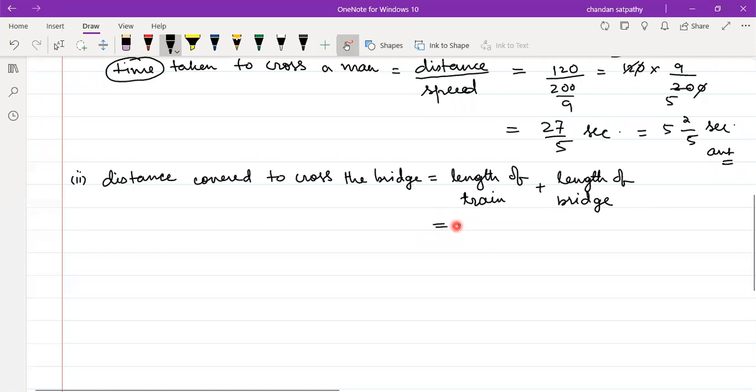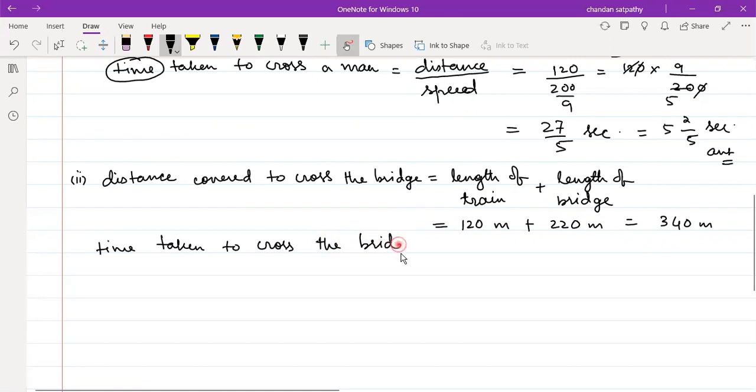So length of train is given how much? It is given in the question that 120 meter long, and length of the bridge is given 220 meter long. So it will be 340 meter long total distance covered. Now we will write the time taken to cross the bridge will be equal to how much? Time will be is equal to distance by speed. So what is our distance? Distance is 340 meter. And speed is how much? Already we have found out speed is 200 by 9.